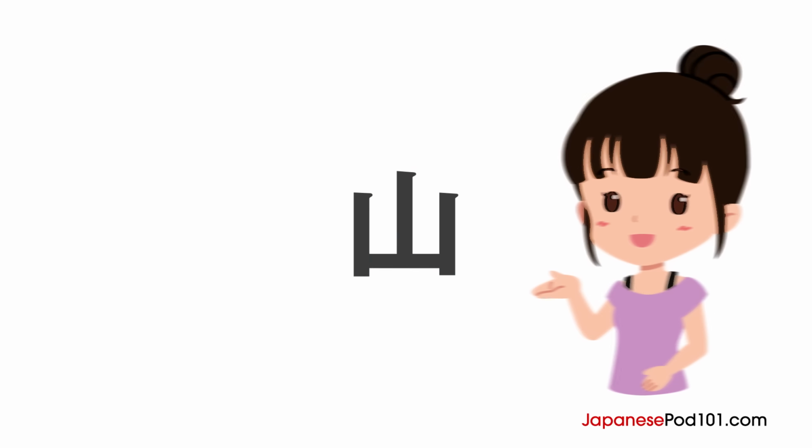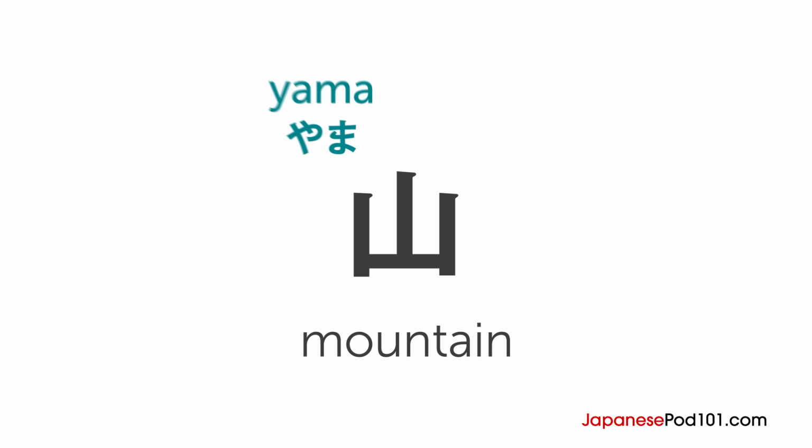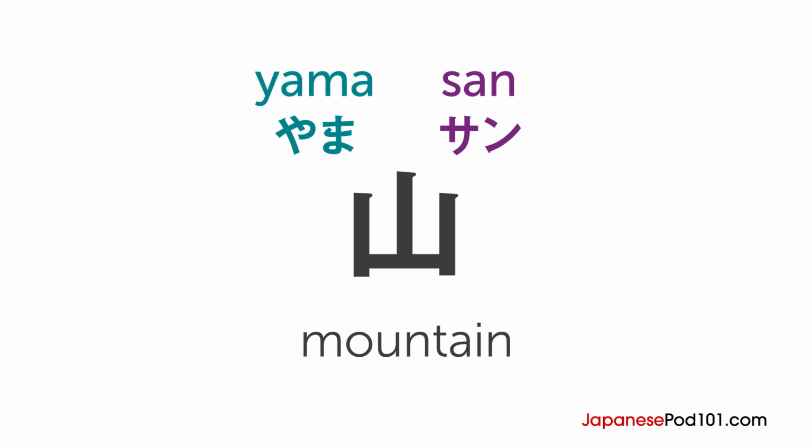Do you know this kanji? It means mountain and it's read as yama and san. Japanese people had been calling mountains yama long before this kanji was introduced from China. After the kanji arrived in Japan, it was given the reading of yama. That's its kun reading, which is its Japanese reading.